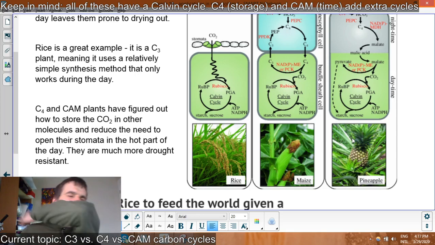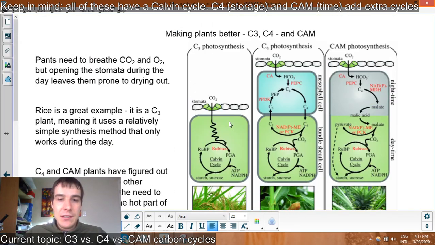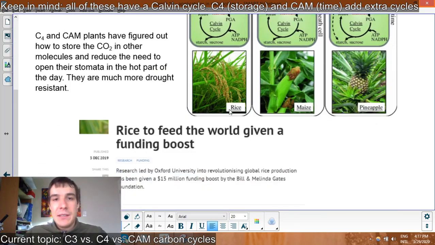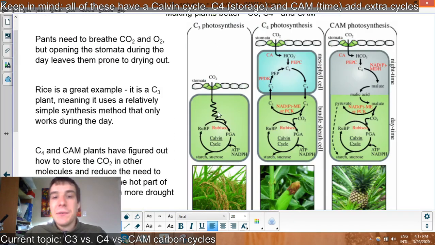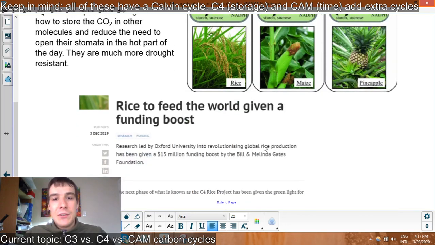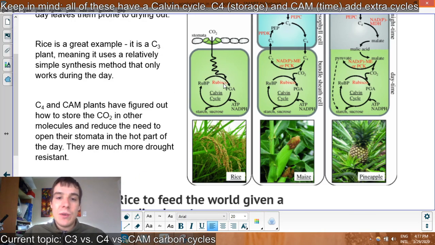Now, rice is the most popular grain in the world. Just think about China and Japan and Taiwan and all of those places, Indonesia, lots and lots of rice. It's a C3 plant, so it can't handle drought very well. So what they're trying to do is the C4 rice project. They're trying to turn rice into a C4 plant, to genetically modify rice to give it that insulating layer. And then that way the rice can grow in drier conditions. It can grow in places it could never grow before.